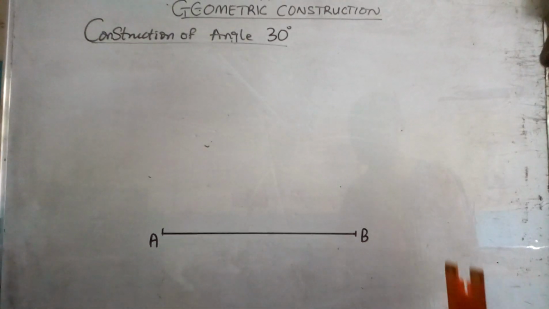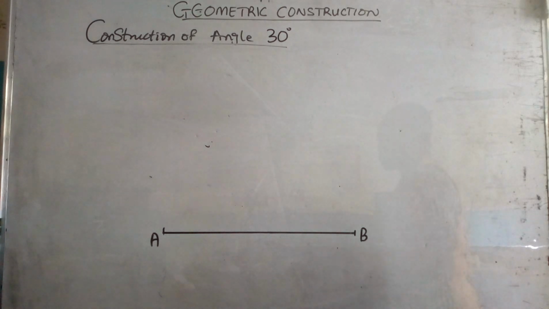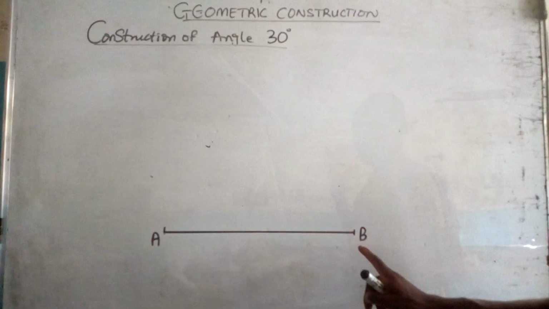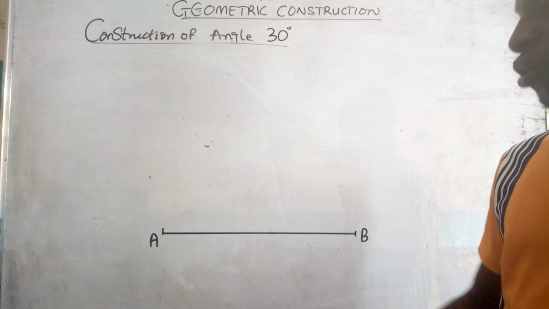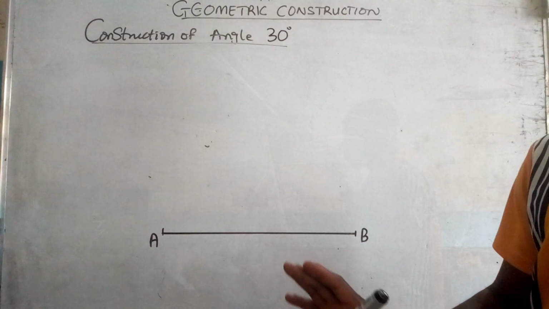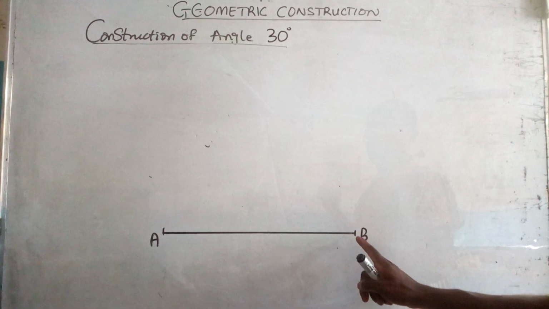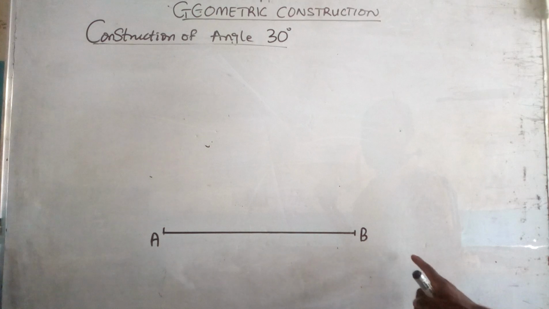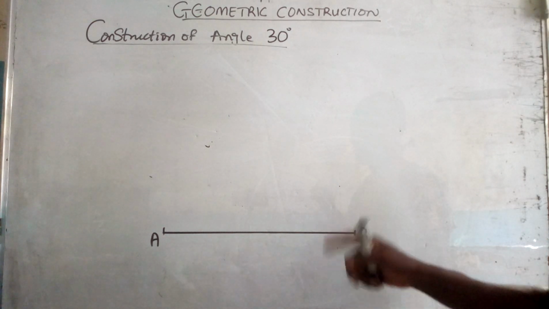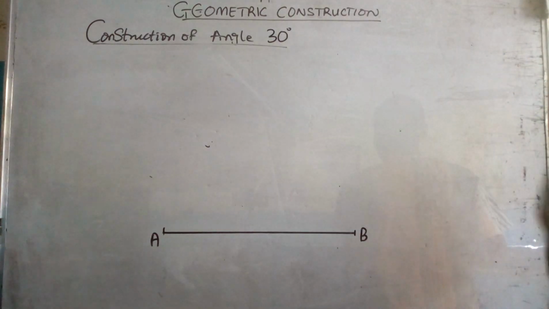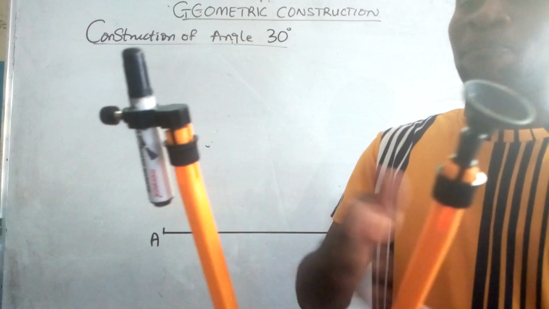Alright, so to construct angle 30 degree, the first step we take is to draw line AB. Line AB, you can choose to use another alphabet of your choice. You can call it XY as the case may be. So the next step after drawing line AB, I'll be constructing the angle at the right hand side, that's at point B. That's why I'll be saying with B as the center, choosing my convenient radius. That means the wideness of my choice.